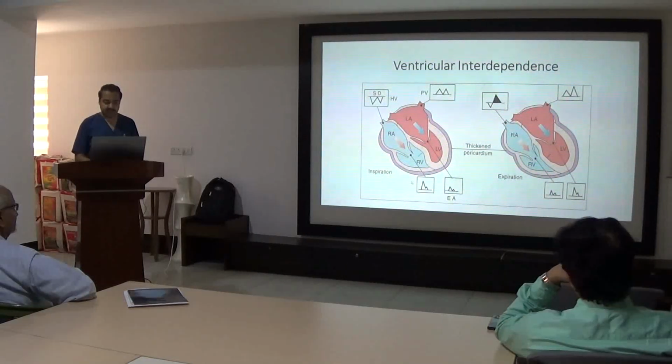And because of this, during inspiration, we get more velocity across the tricuspid valve, versus more velocity across the mitral valve during expiration.